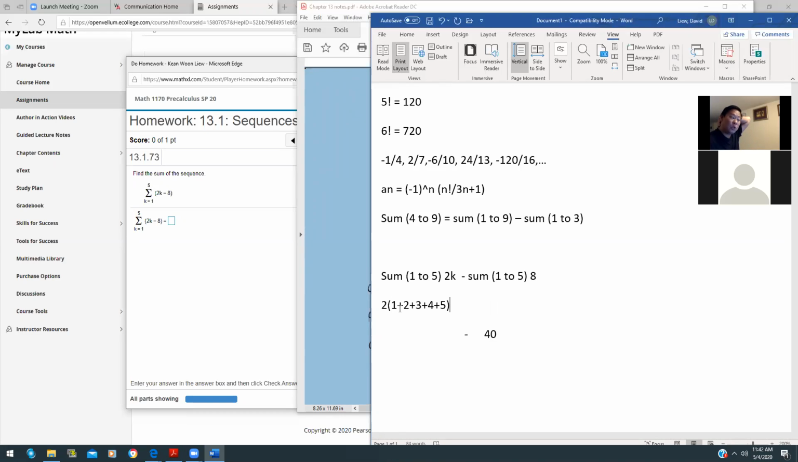Why do we have to put a 2 in front? The 2 in this case is because of this 2. And then the k in this case is 1, 2, 3, 4, 5. So 1 plus 2 plus 3 plus 4 plus 5 is actually 15. So 15 times 2 gives us 30. And then you have to subtract 40. So that will give us negative 10.